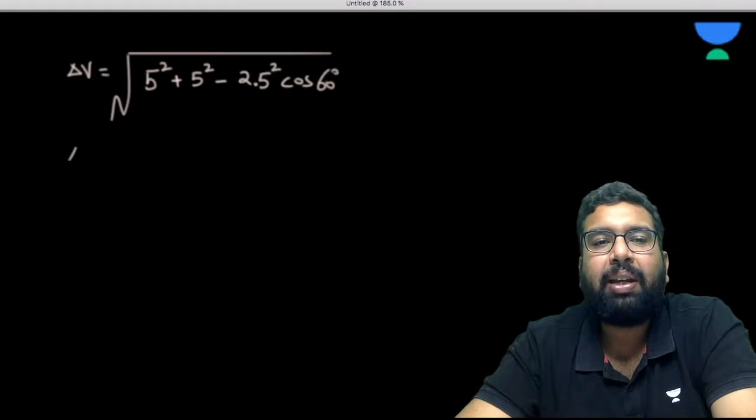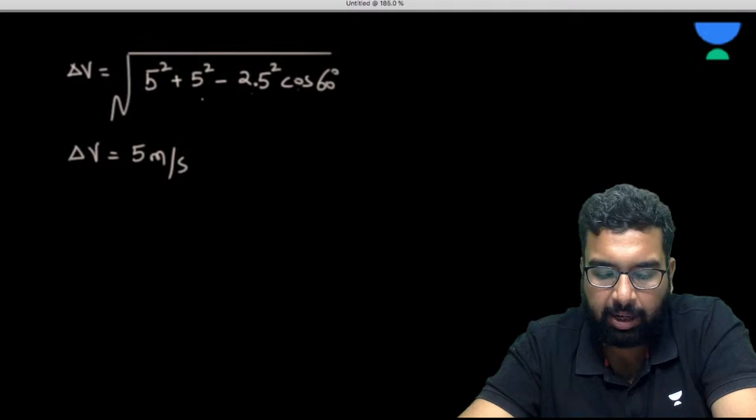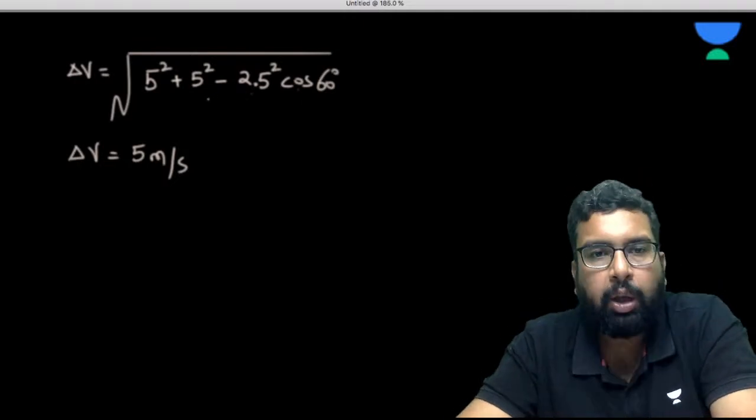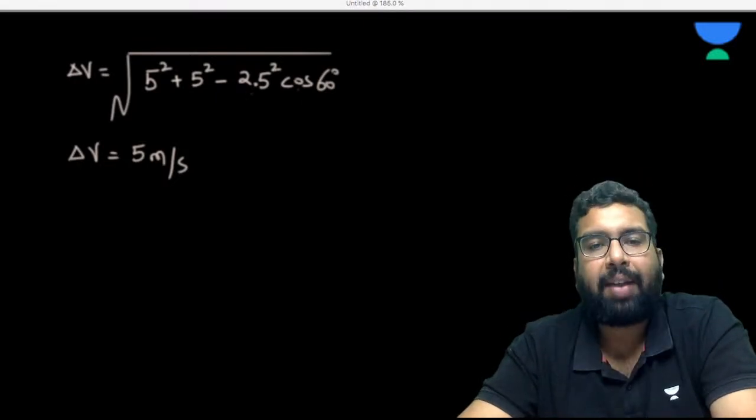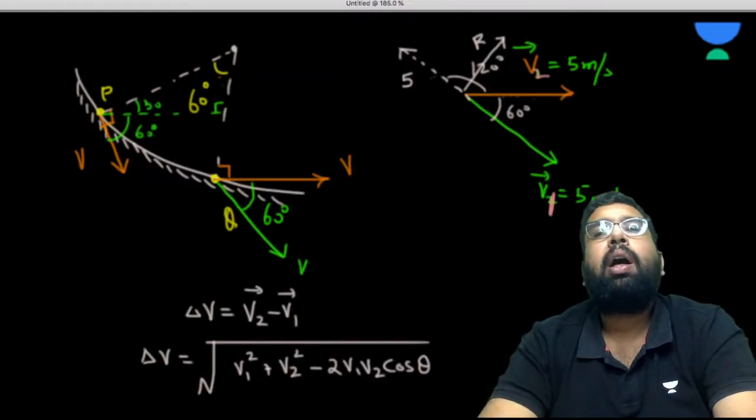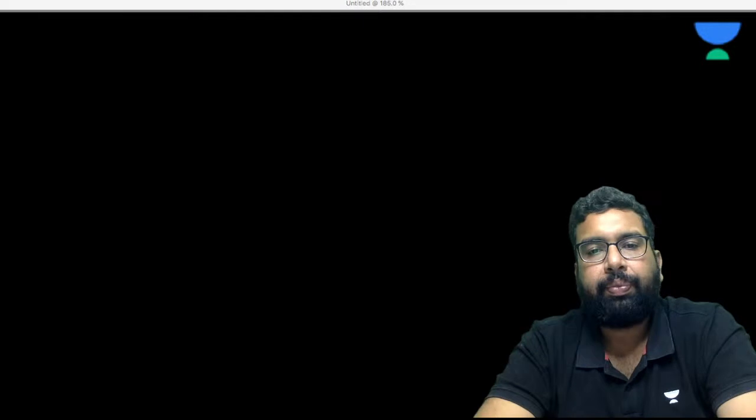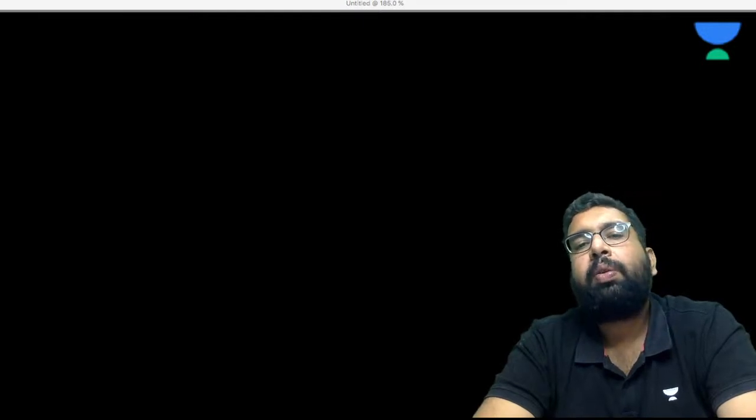So it is going to be equal to 5 meter per second. This is 5 square and this is cos 60, so the 2 and 1 by 2 cancel out. 5 square minus 5 square is going to become 0. So we will be getting it as 5. I hope it is clear to everyone. This is the magnitude of it, and by doing this you can know the direction of this resultant. So this was uniform circular motion.